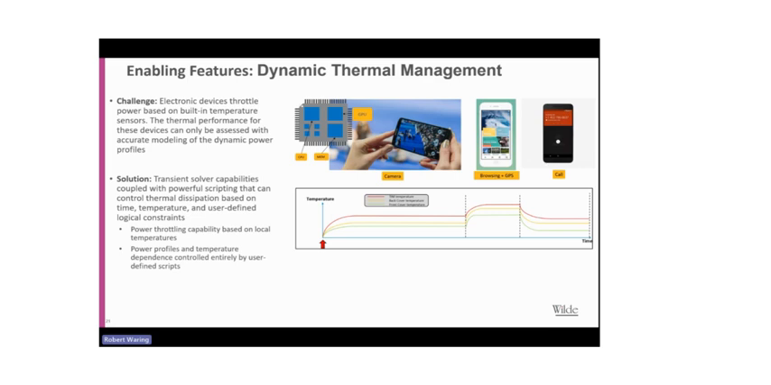ANSYS offers a powerful solution for addressing these challenges through its dynamic thermal management capabilities. By leveraging the transient solver and robust scripting features, ANSYS enables accurate modeling of dynamic power profiles, allowing for efficient and effective thermal management. As for transient solver capabilities, ANSYS utilizes a transient solver capable of accurately simulating dynamic thermal behavior. This solver considers the time-dependent changes in power dissipation and temperature, reflecting the real-world fluctuations in an electronic device's workload.